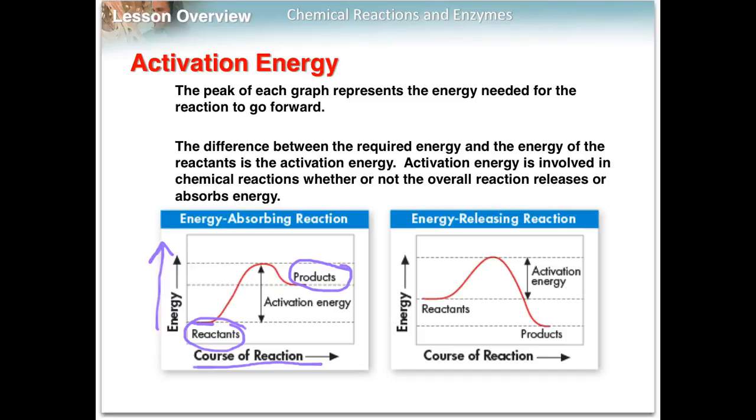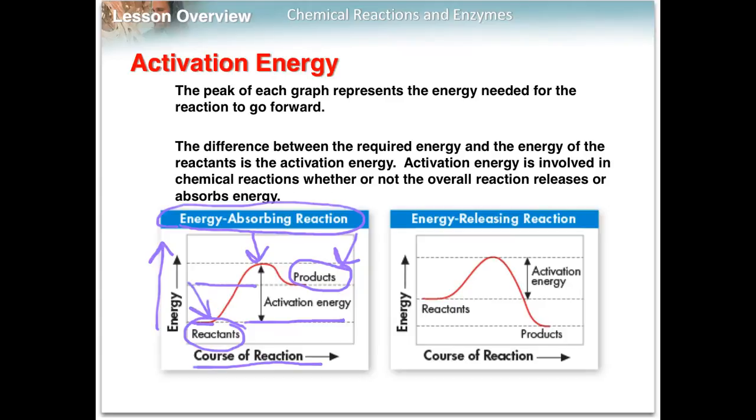But look at this. The energy in the reactants is at this level. The energy that's in the products is at this level. However, the total amount of energy involved in this chemical reaction actually went to this level. So the difference there is actually the activation energy that went in to get this chemical reaction to start. Now, this is called an energy absorbing reaction because the energy of the product is greater than the energy of the reactants.